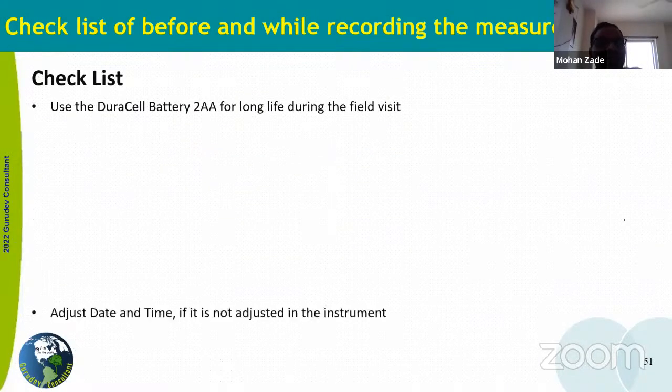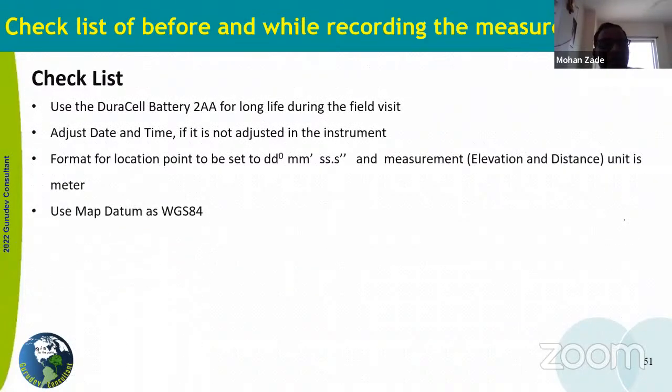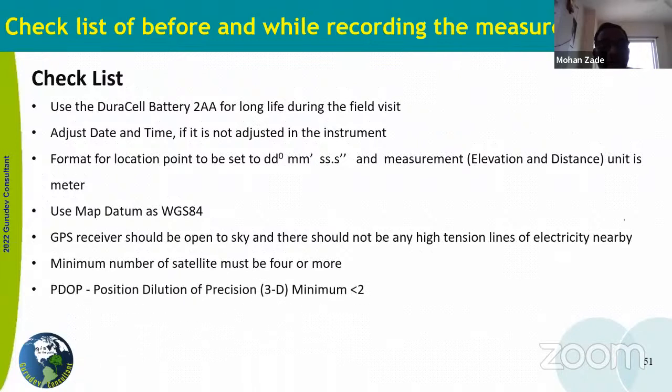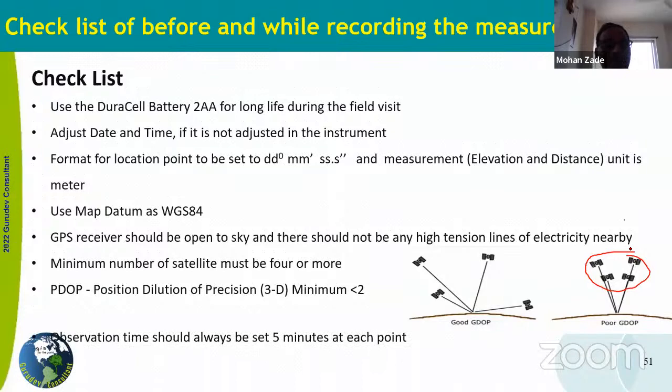These are some of the checklist items you should check before recording measurements: degree minutes used, datums, and a minimum number of satellites, 4 or more, and PDOP should be less than 2. That is, the distribution of your satellites should be uniform, not all at one place. A very uniform distribution will yield very good results.